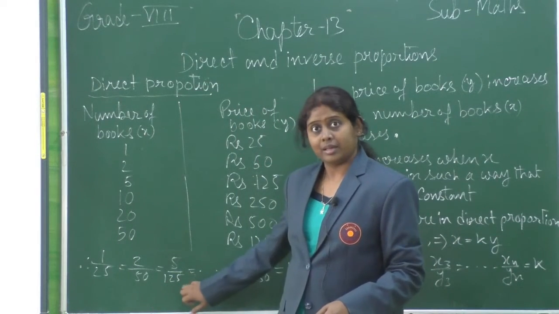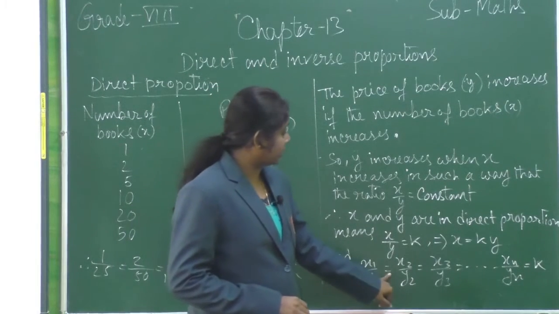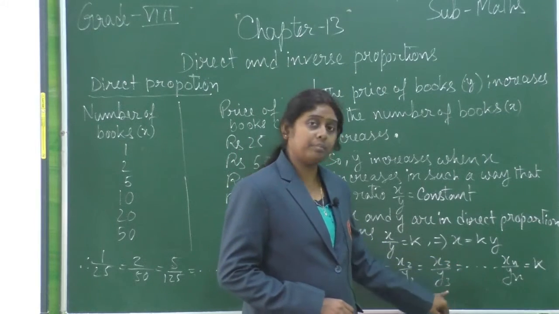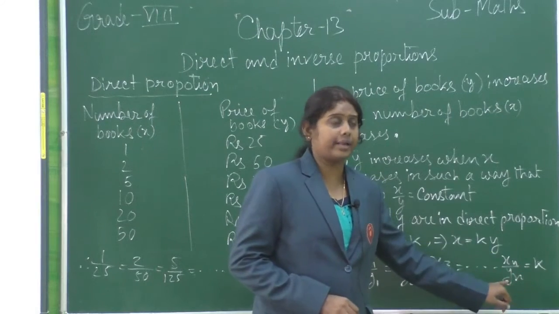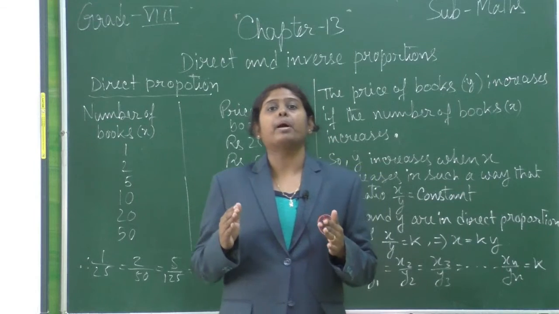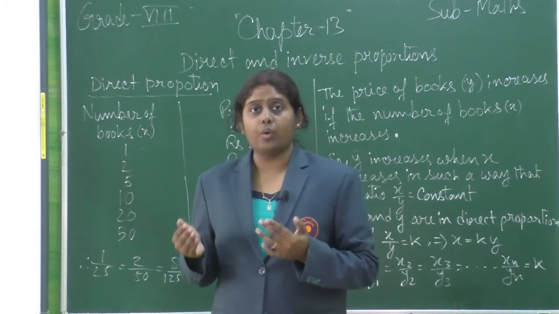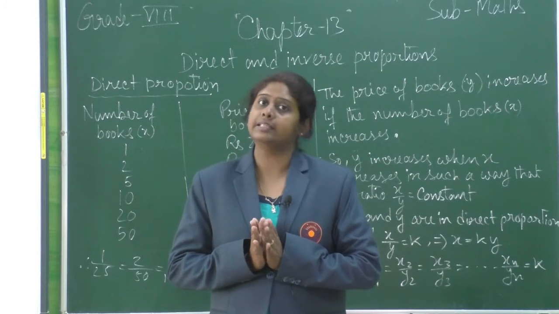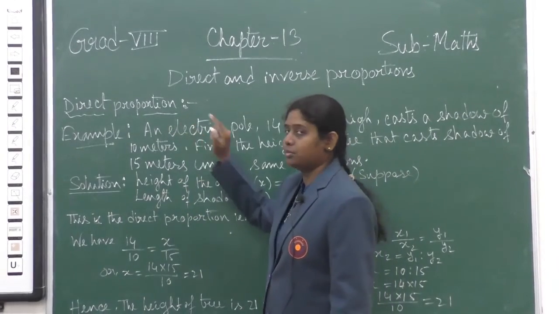And we can write one more statement here. From these examples, X1 by Y1 is equal to X2 by Y2 is equal to X3 by Y3, up to Xn by Yn, is equal to the constant K. That means however many values of the variables X and Y you take, all the ratios will be constant, that is K. Come to the example of direct proportion.